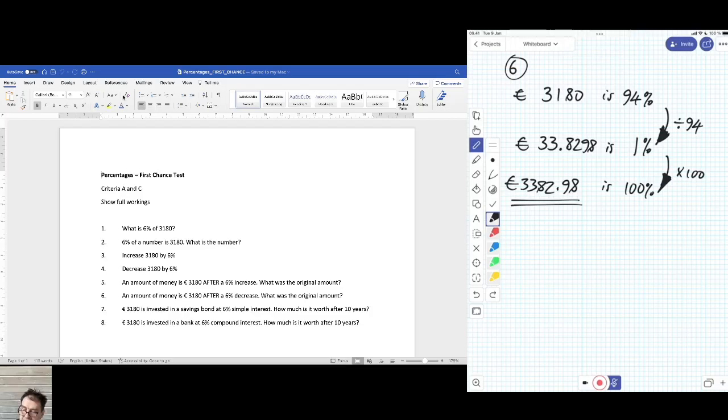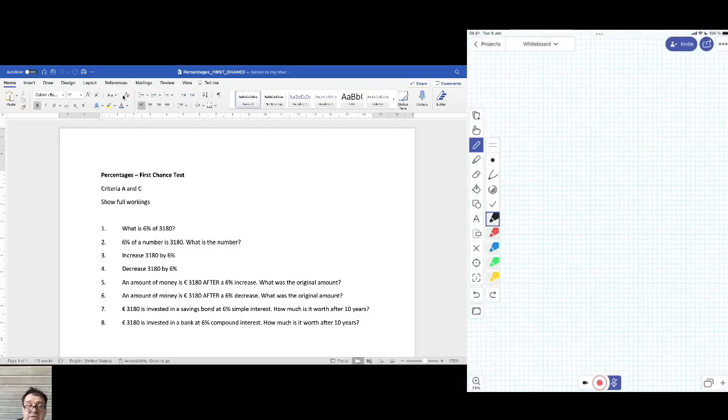3382.98. On reflection, I think if I was doing that question again, I'd try and figure it out so that it came to an exact number rather than something that had to be rounded, because we are talking about money, so in real life that is going to be exact numbers. But there we are. Okay, question 7.